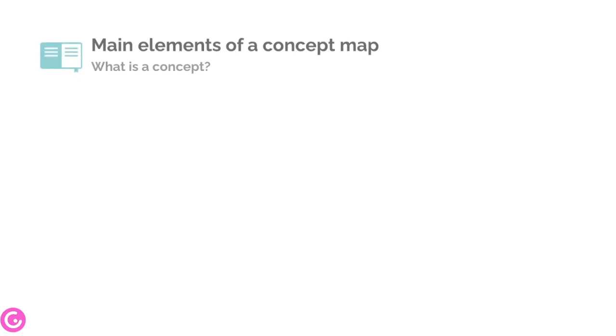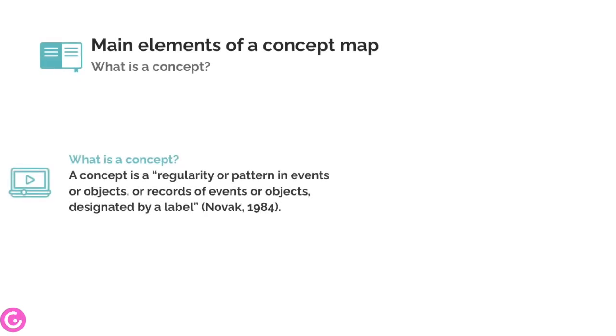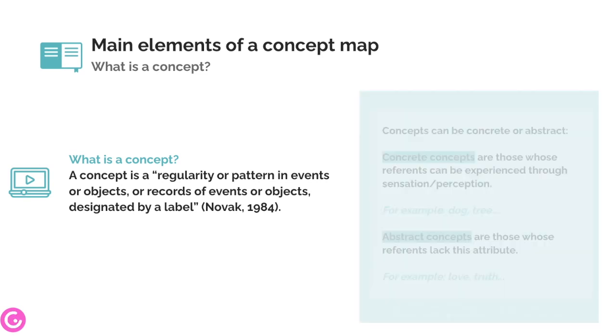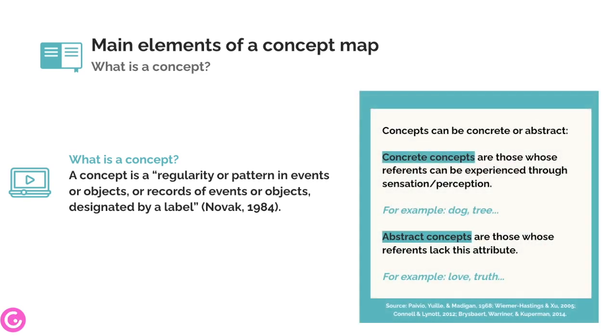Then, what is a concept? A concept is a regularity or pattern in events or objects or records of events or objects designated by a label. We should distinguish between concrete and abstract concepts. Concrete concepts are those whose reference can be experienced through sensation or perception, such as dog or pound or tree, whereas abstract concepts are those whose reference lack these attributes, such as love or truth.